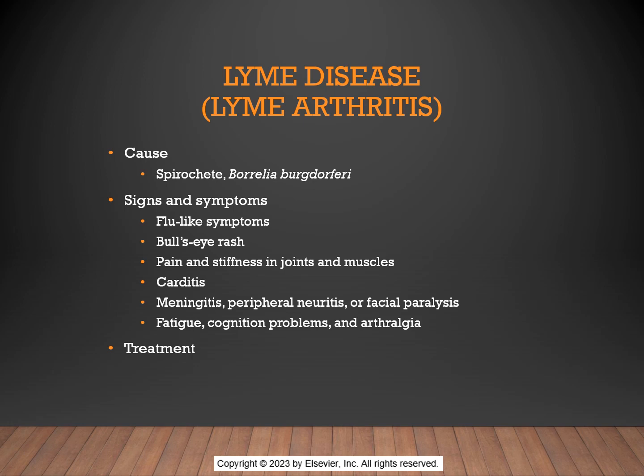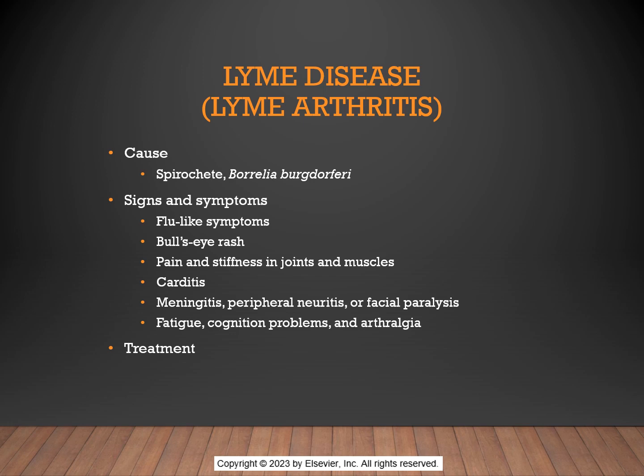Lyme arthritis occurs from a systemic infection caused by the spirochete Borrelia burgdorferi. The disease begins with flu-like symptoms and a bullseye rash with pain and stiffness in the joints and muscles. Doxycycline, cefuroxime, or amoxicillin taken for 10 to 21 days can prevent the disease's progression.